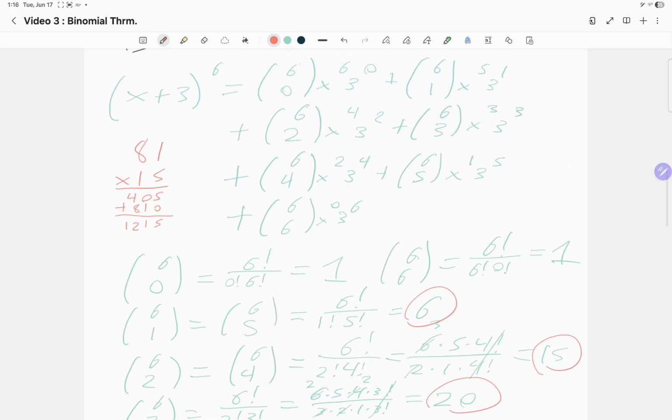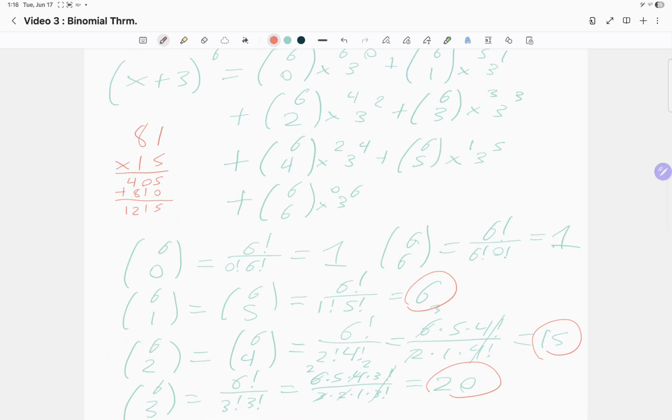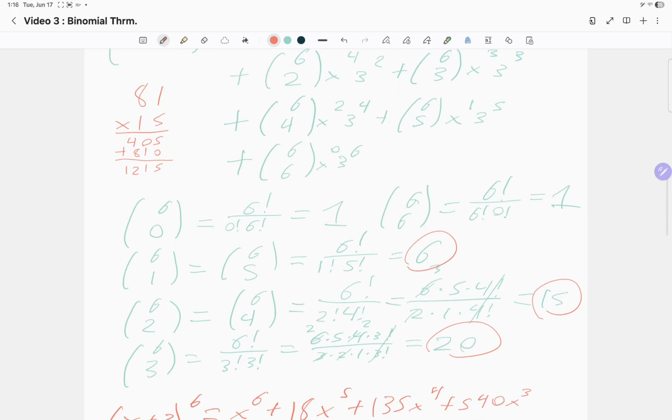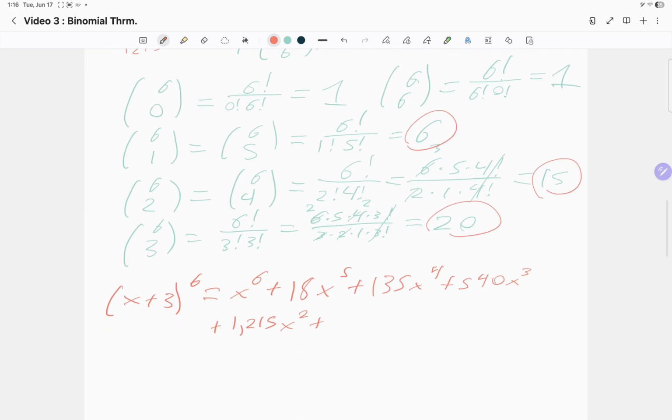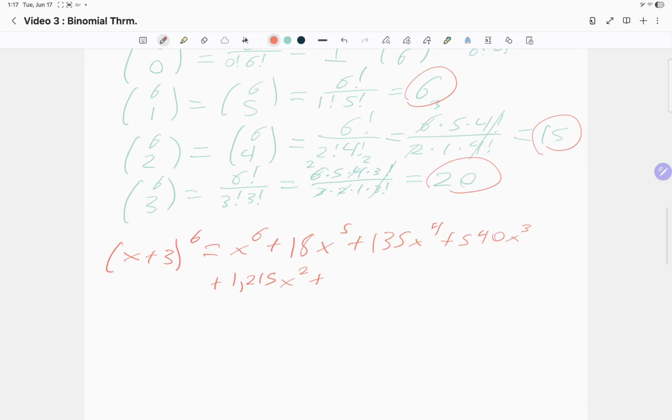And next after that, we'll have 6 choose 5 times x to the power of 1, 3 to the power of 5. So we're going to have 243 times, what, 6 choose 5? 6. 243 times 6. I'll do that down here. 243 times 6. 1,458. Big numbers here. Maybe I should choose a better example.